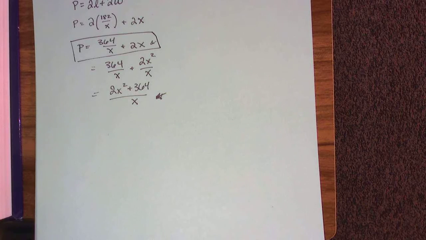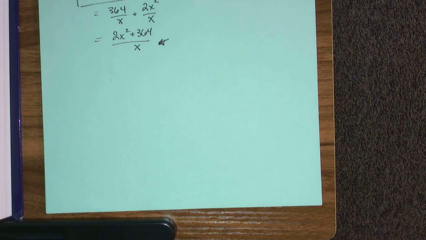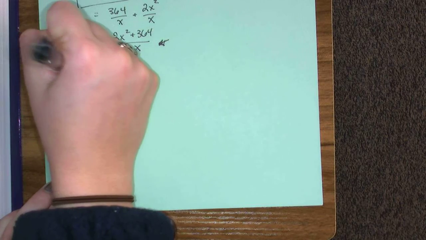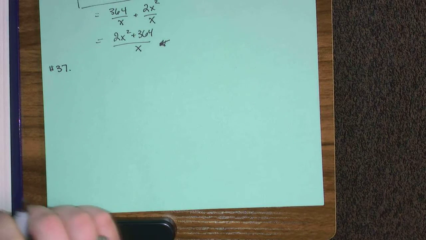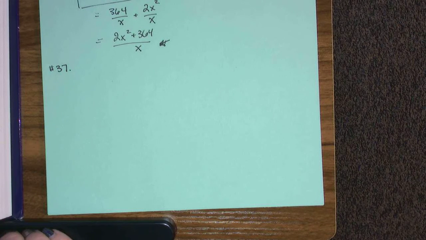Alright, and then I think we're going to look at one more. We're going to look at 37. Drake Cannery will pack peaches in 0.5 liter cylindrical cans. Let X be the radius of the can in centimeters. Express the surface area S as a function of X.